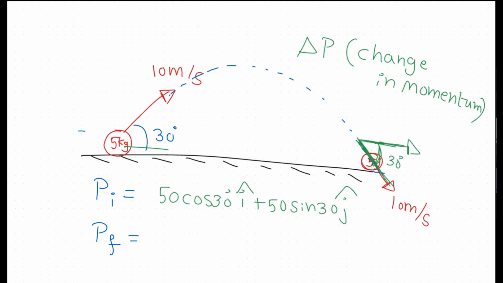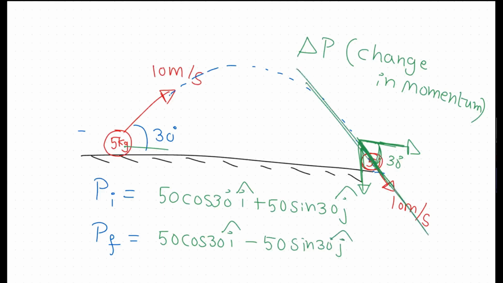So it is 50 cos 30 i cap minus 50 sin 30 j cap, because the component will come downward, since the velocity direction will be like this. That's why the drawing is important; the arrow mark is very important. Then components will be i cap and minus j cap, like north, south, east, west directions.